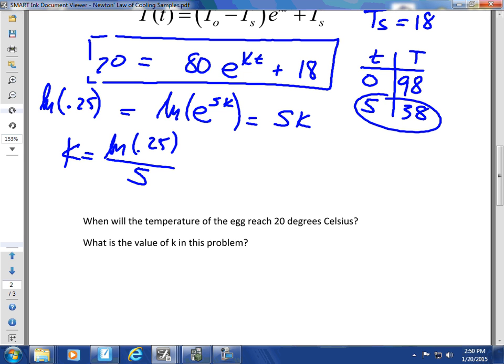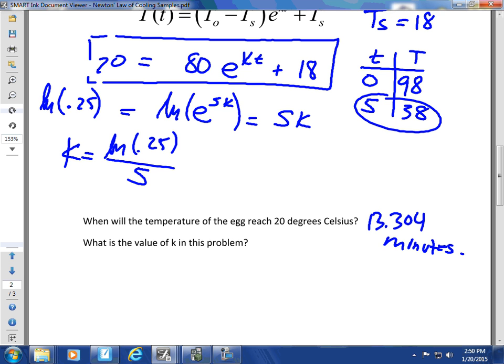If you're going to do it on a calculator, nothing more to do here than graph y equals 20, find the intersection. 13.304 minutes later, you'll have your egg down to 20 degrees. Now my curve has a horizontal asymptote. What is the value of that horizontal asymptote? 18. Because what's happening? The temperature is heading for room temperature, and then it's going to sit there. I guess it's not room temperature here, it's the temperature of the water it's sitting in.